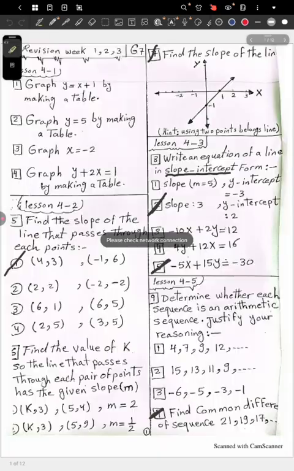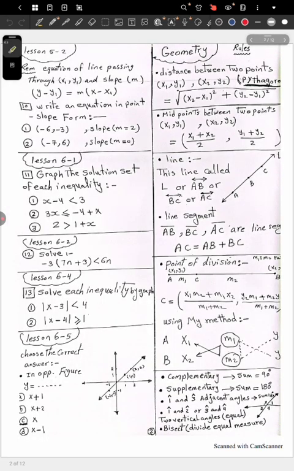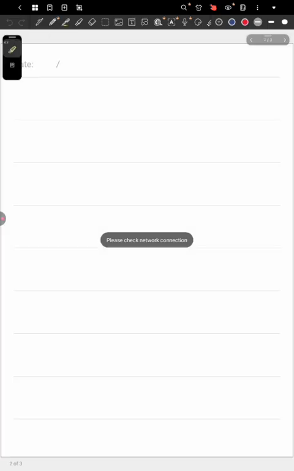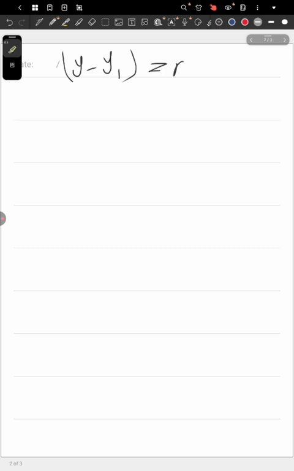In another part, lesson 6.1, number 10 first: write an equation in point-slope form. Given a point and a slope, this is the rule: y minus y1 equals m times x minus x1. You can substitute in x1, y1, and m.